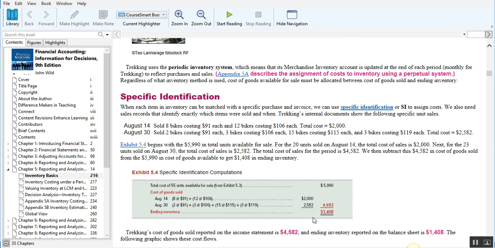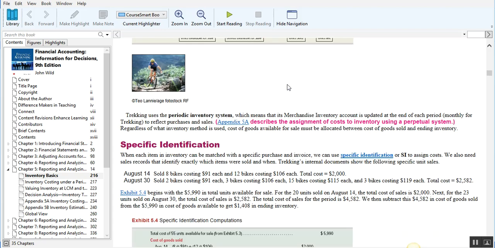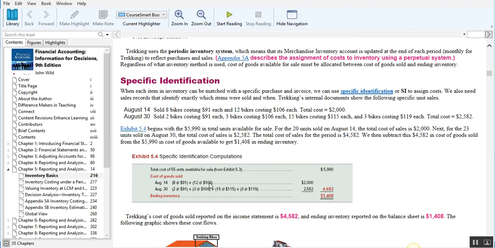So if we were using specific identification, it would look something like this. In this case, we have the total units available, 55, and a total cost of $5,990. And we are selling on August the 14th 20 items. What they're telling you is that they're selling 8 items that are $91 each, and 12 items that are $106 each. They show you that here in these parentheses.